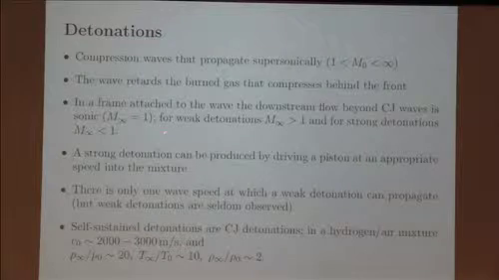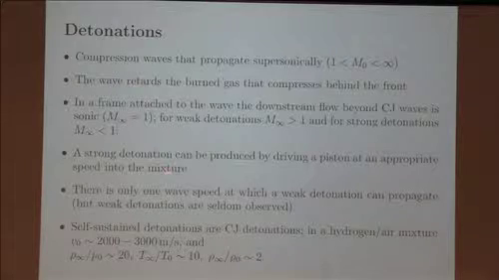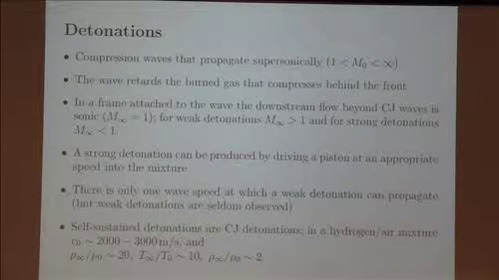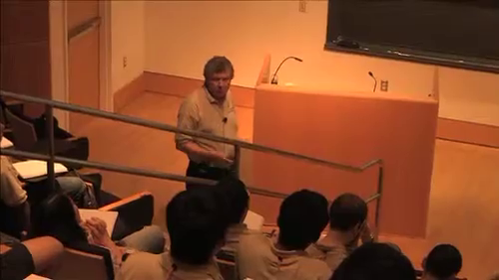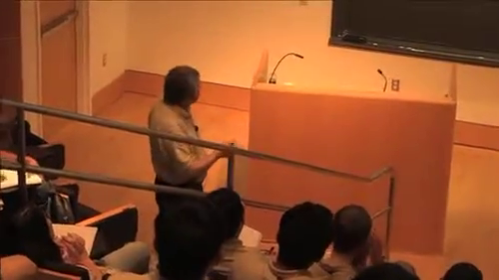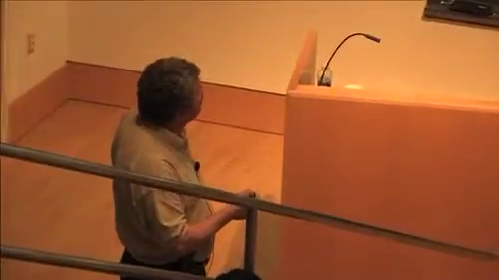for strong detonation it is subsonic. A strong detonation can be produced usually by driving a piston at an appropriate speed into a mixture, and that determines in a way the propagation speed. Freely propagating detonations usually propagate at the Chapman-Jouguet speed. And that's something we will discuss when we get to that lecture. There is only one wave speed at which a weak detonation can propagate, but weak detonations are seldom observed. You need very special mixtures to observe them, and so we will typically not discuss that.